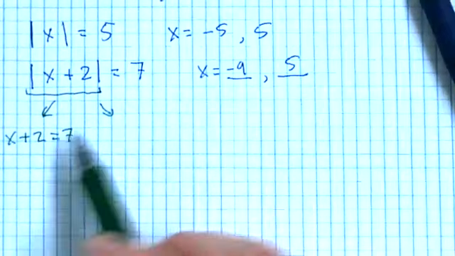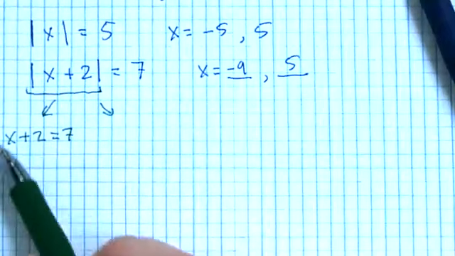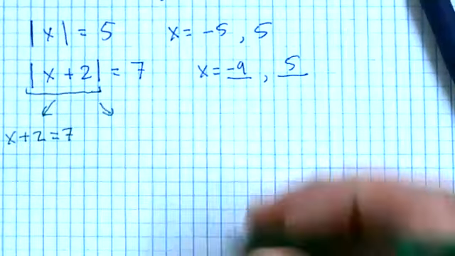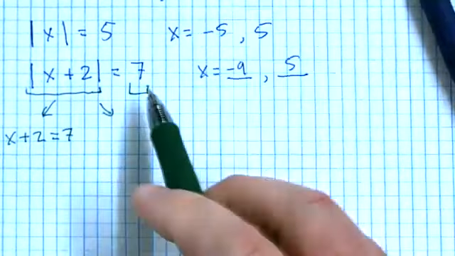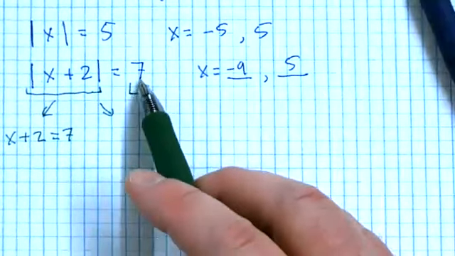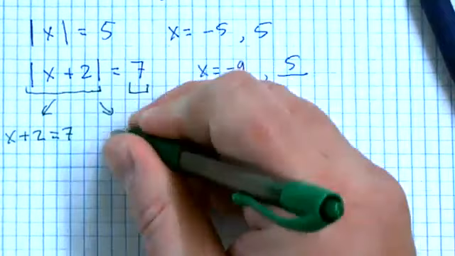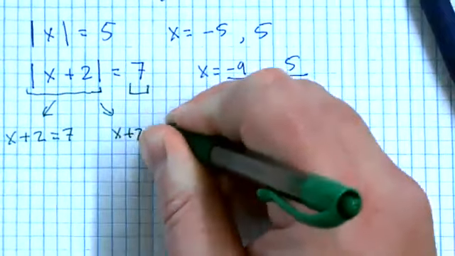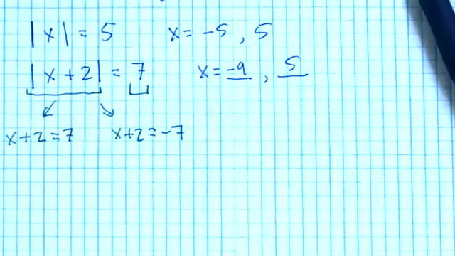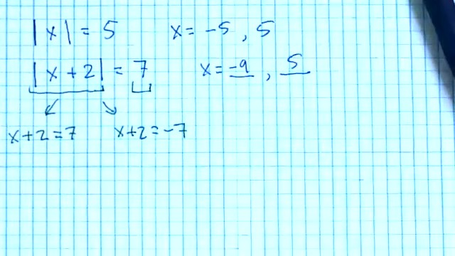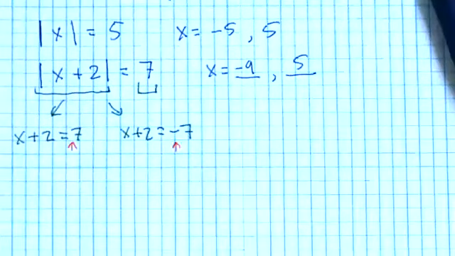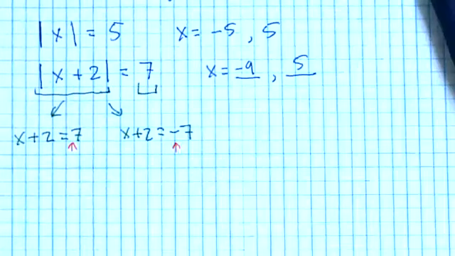All right, so the first equation stays the same. Nothing changes in here. The second equation stays almost the same, but the number on the other side of the equal sign flips its sign. The 7 is going to become a -7. So that would give us x plus 2 equals -7. So you're going to end up with 2 versions of your equation. One's got a +7 and one's got a -7. Okay. Do you guys remember seeing this?